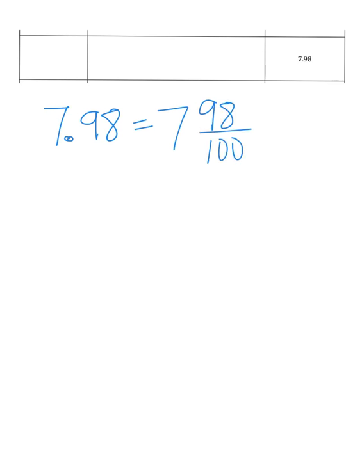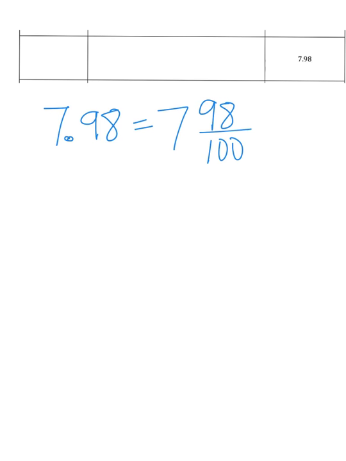Now we get into our decimals. We're first given 7 and 98/100ths. The key to converting a decimal to a fraction is to use place value and to write it as though we say it. So 7 and 98/100ths as a fraction would be 7 and 98 out of 100.